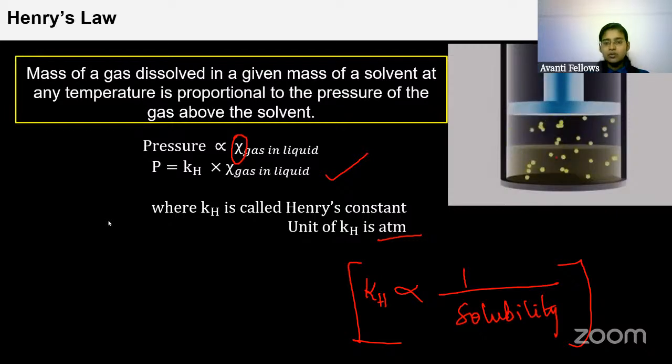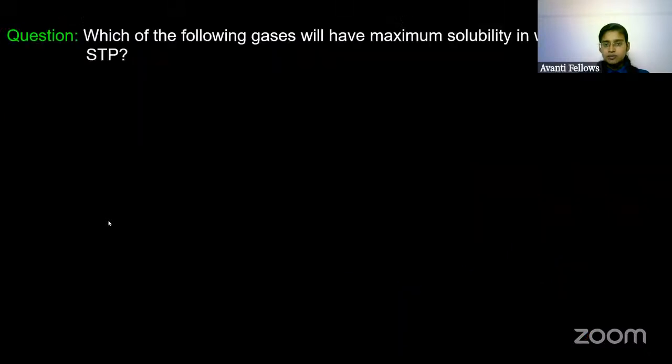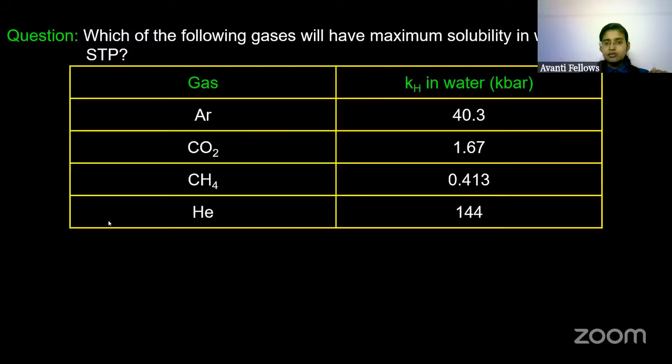Now let me go ahead with one question based on this concept. Which of the following gases will have maximum solubility in water at standard temperature and pressure? STP means standard temperature and pressure. Okay. So here are the four gases and their KH values. Can you tell me which one will have the maximum solubility in water? Just now I gave you one relation, right? KH is inversely proportional to solubility. You can use this relation to find the answer for this question.